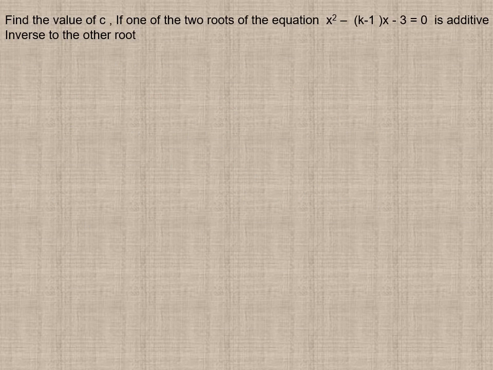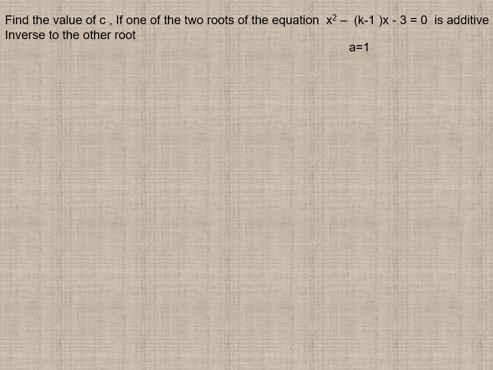Find the value of k that makes one of the two roots additive inverse to the other. What does it mean? Additive inverse means opposite sign: 3 and negative 3, 4 and negative 4. What about the sum of any two inverse numbers like 4 and negative 4? The sum will be equal to 0, right?